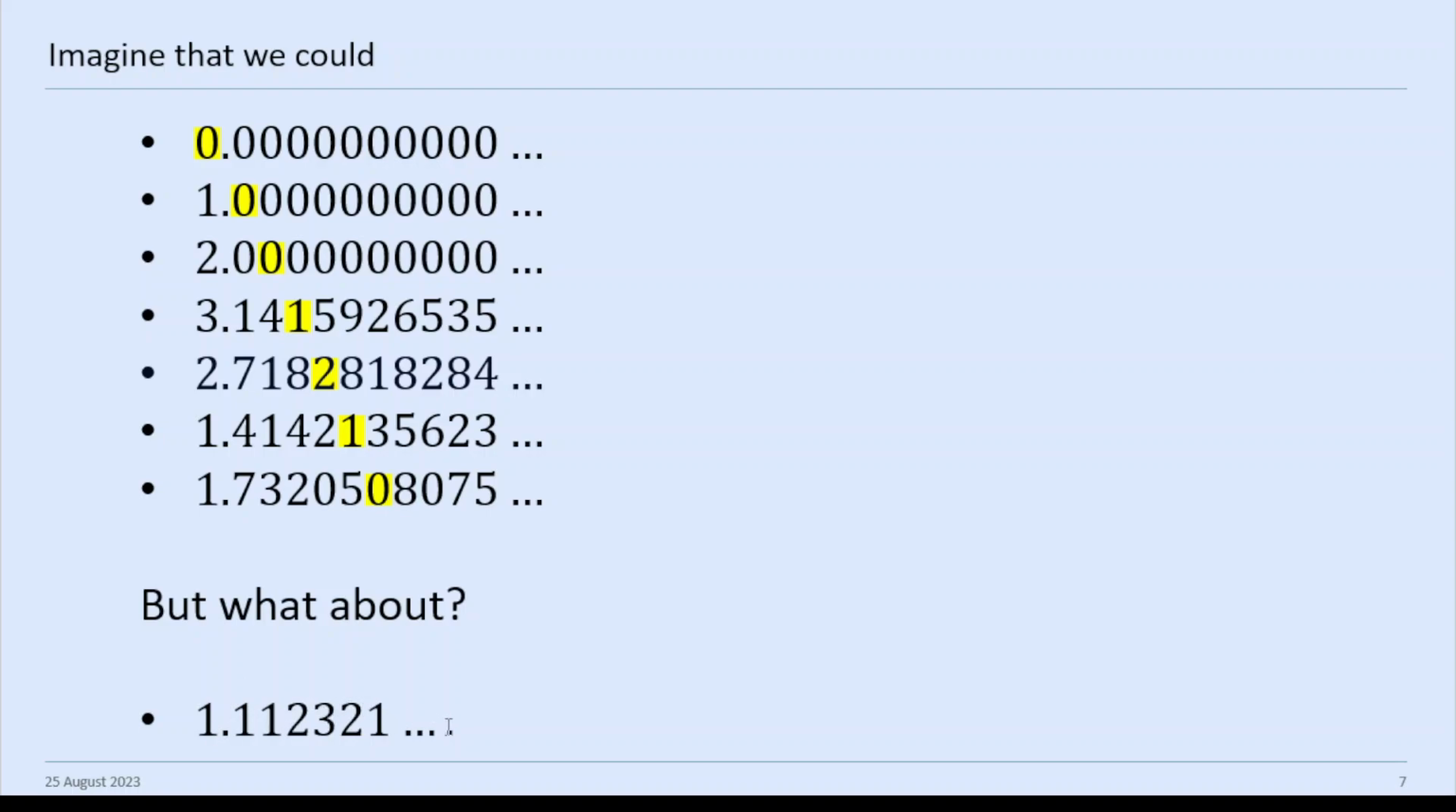1.1123221. Now this number differs from all the other numbers. It differs from the first number in this place. It differs from this number in the first decimal place. It differs from this number in the second decimal place, and this one in the third decimal place. So this is different to all of these numbers, which means that this person with this t-shirt never got a room. So however you try to put everyone, you'll always have people left over.